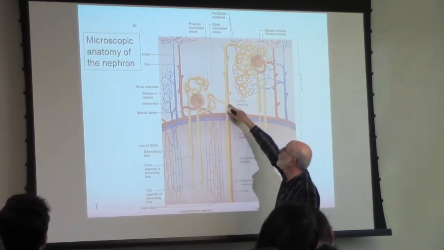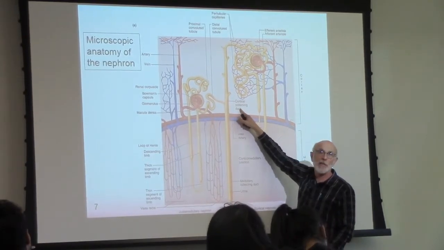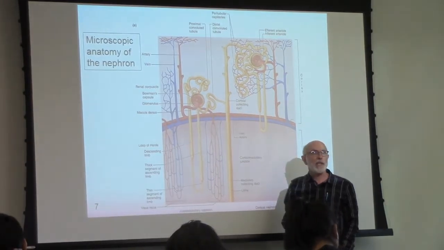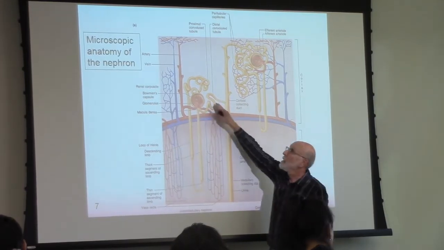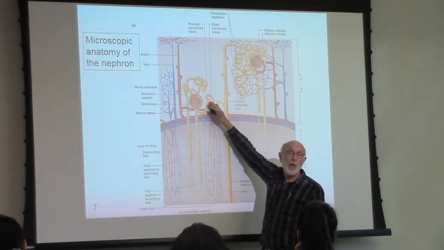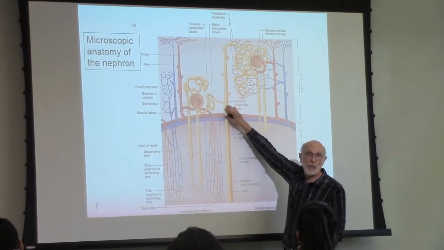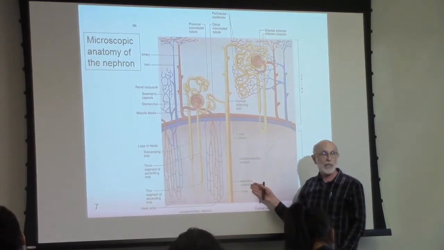The distal tubule connects to a collecting tubule. Your book calls it a duct. I prefer the word tubule because tubule suggests that processing happens, which reminds me to say the distal tubule does some more processing of the fluid, as does the collecting tubule. And there's a cortical collecting tubule and a medullary collecting tubule.